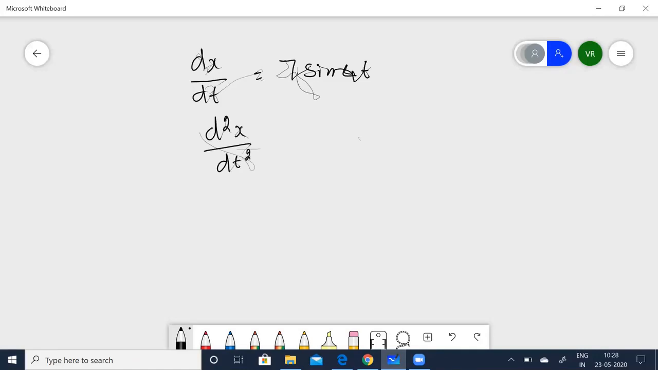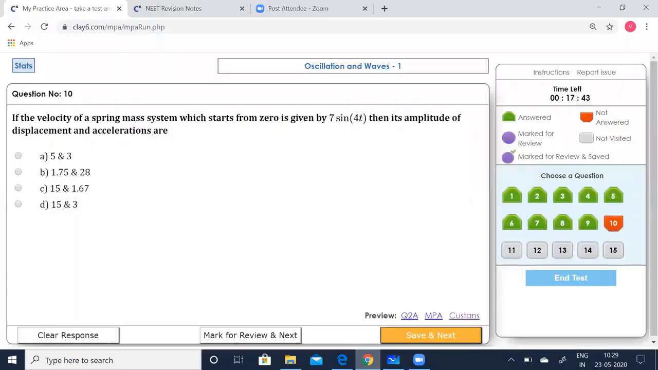In order to find the acceleration, we need to differentiate this. So d squared x by dt squared is equal to 7 into 4, which is 28 cos 4t. And in order to find the displacement, we need to integrate it. So x would be 7 by 4 times (1 minus cos 4t). From this we can see a is 28 and x is 7 by 4. Let's see which option is correct. 28 and 7 by 4. Yeah, B option is correct. So 7 by 4 is 1.75. So that is correct. Skip that. Go to the next.